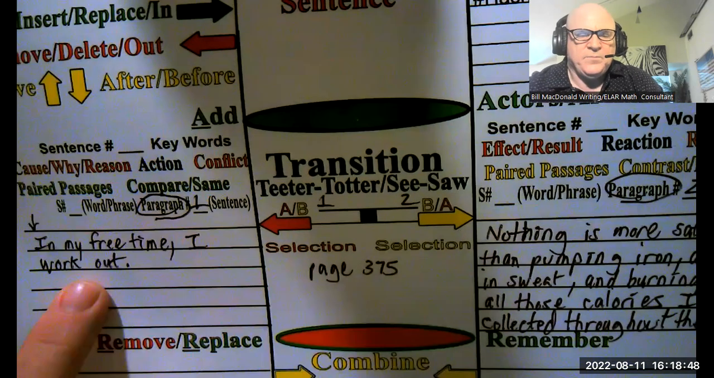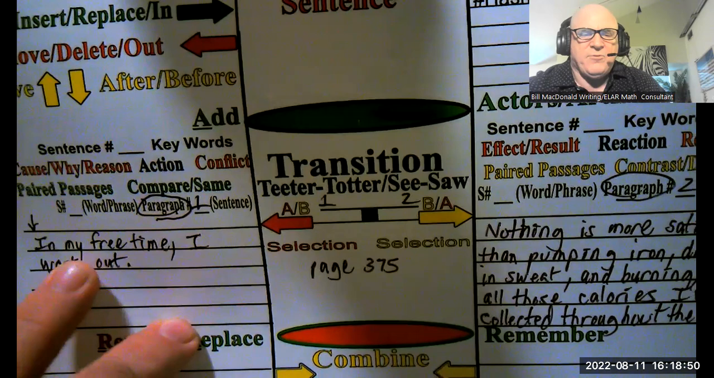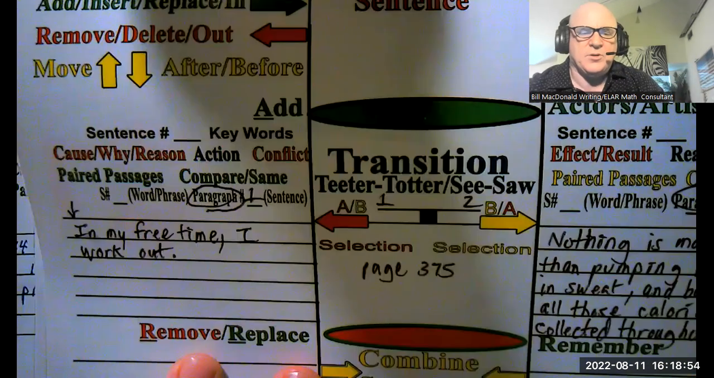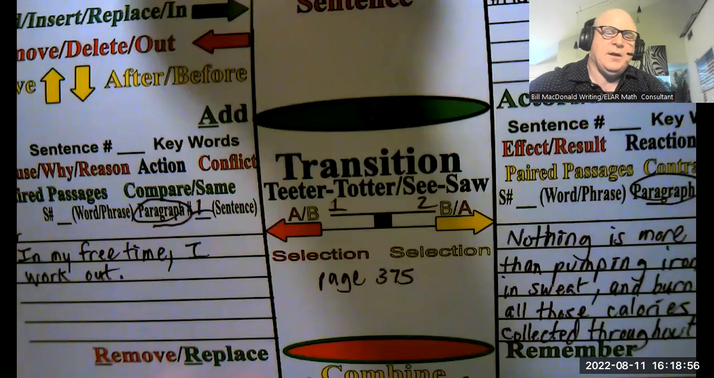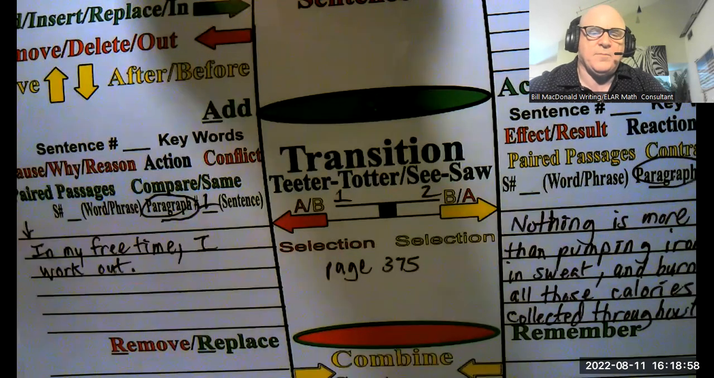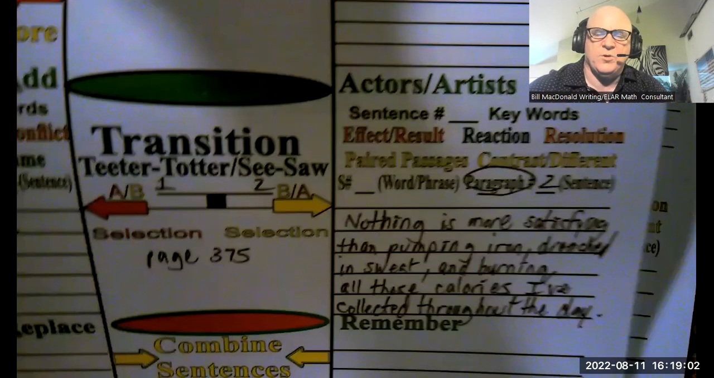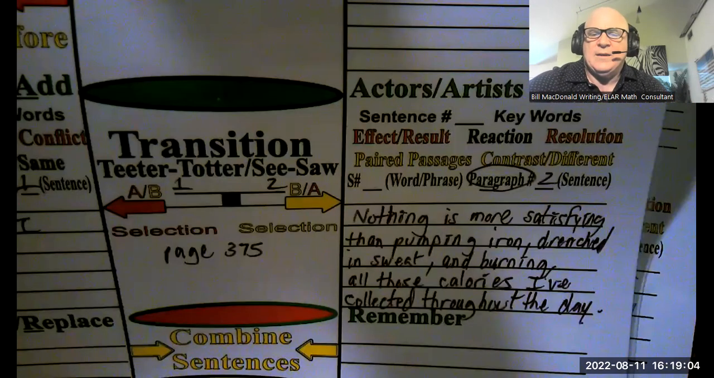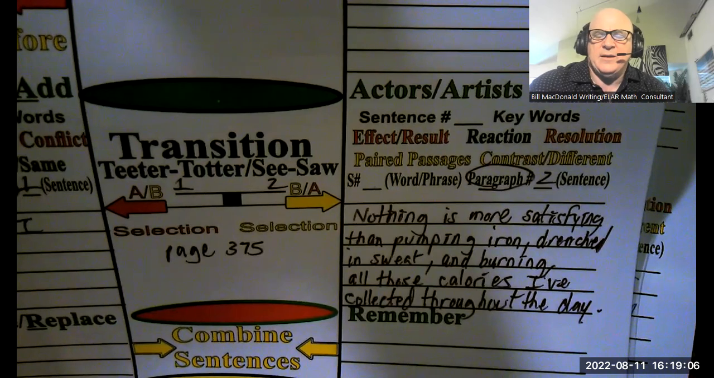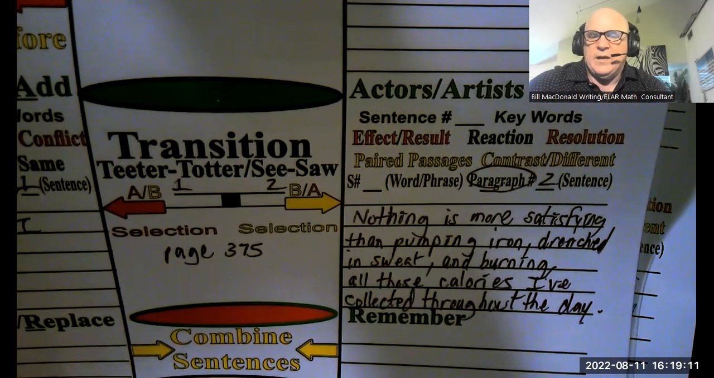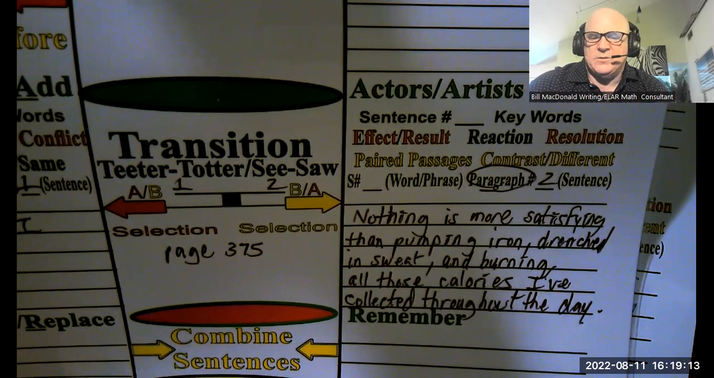It says, capital, in my free time, that's a when, comma, capital, I work out. All right. I like to work out in my free time. No problem. Well, let's see how they transition over to paragraph 2. Nothing is more satisfying than pumping iron, drenched in sweat, and burning all of those calories I've collected throughout the day, period.